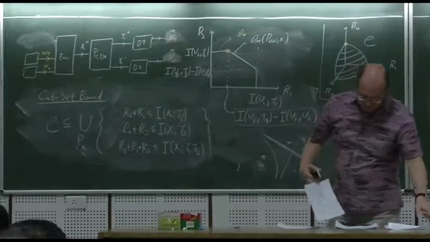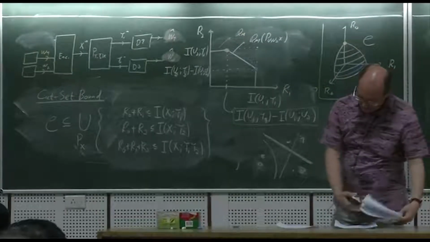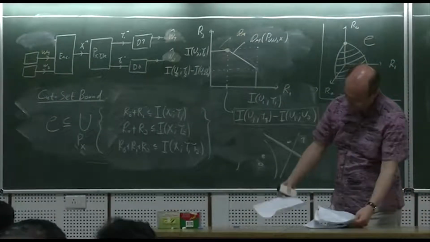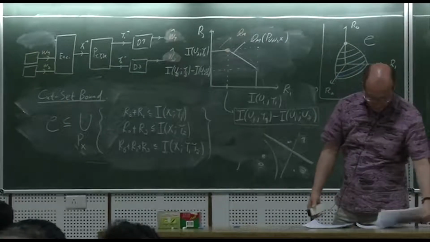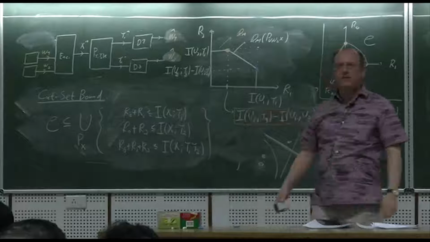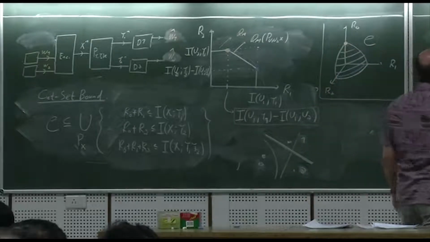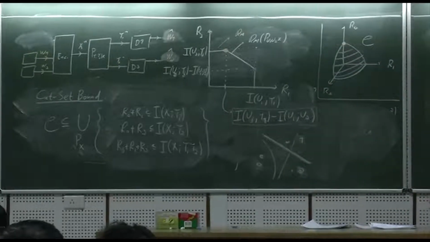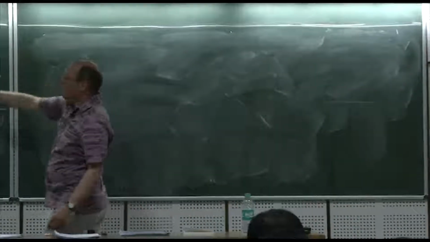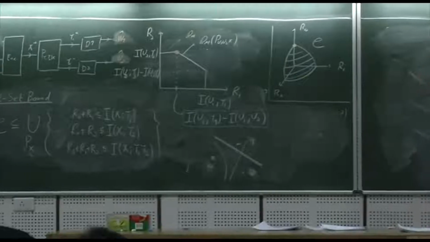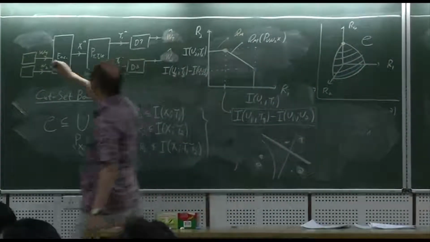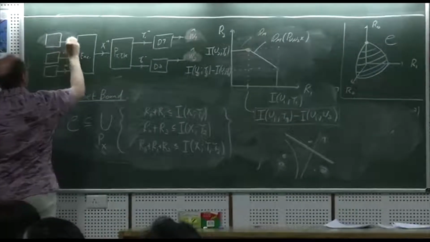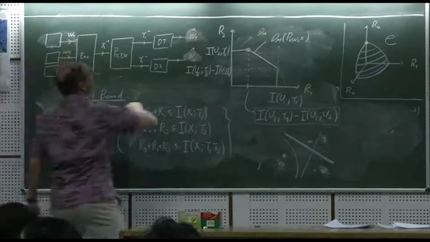Let's see here. So what's next? The next thing would be superposition coding. Or I could just complete this cut set argument, let me do that first. That way at least I complete this. Let's just prove this cut set bound quickly. Let's prove that it's an outer bound. Let's start with the first one. So now we're in the full situation where we have all messages.